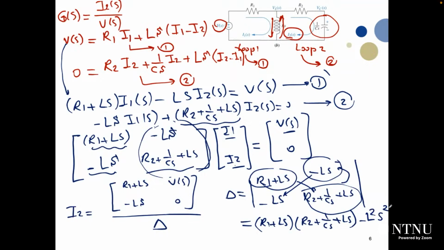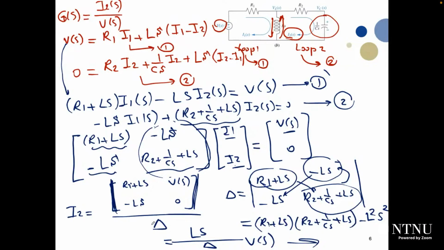And of course, we need to get the determinant of that part. This one, it will be this one multiplied by this one, it will be 0 minus Vs multiplied by negative Ls. So in fact, it will be Ls divided by this delta multiplied by V of S. And as you can see, we need to get the transfer function, and the transfer function is I2 divided by V of S. So just for this equation, just divide both sides by V of S.